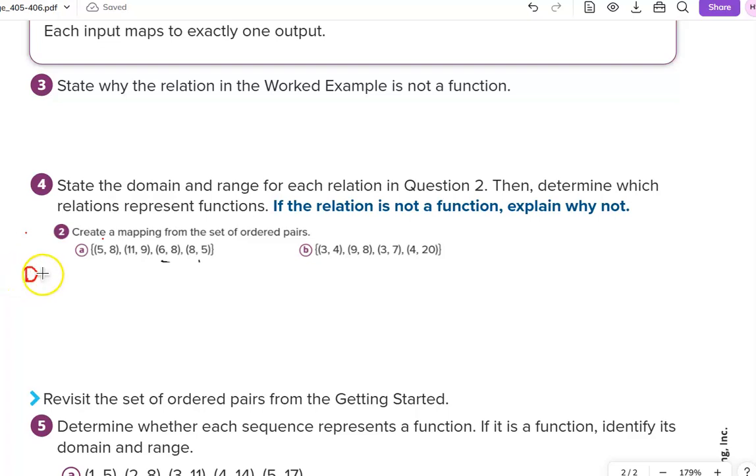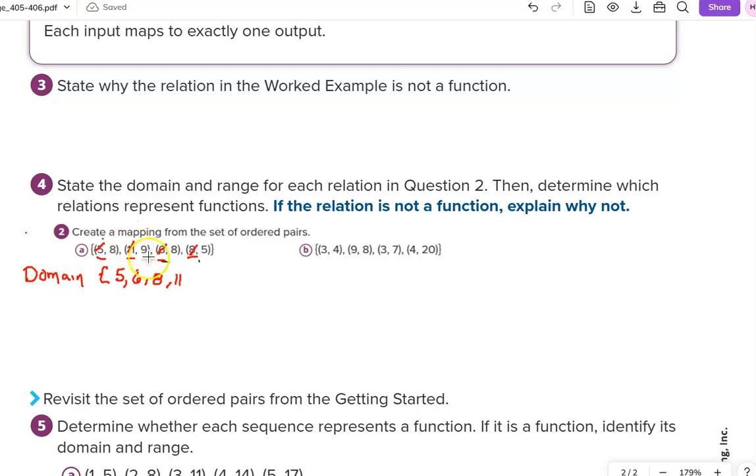So I'm going to put domain. And instead of brackets, I don't know what these little guys are called, but they kind of look like brackets, but they end up to a point. So I'm going to do all of my inputs because those are my domains, but I want them in order from least to greatest. So it's going to be 5. So there's 5. 6. 8.